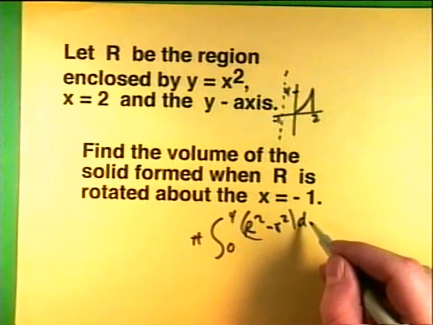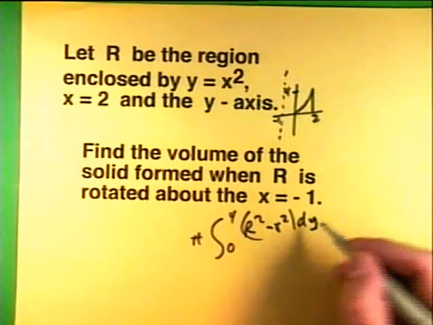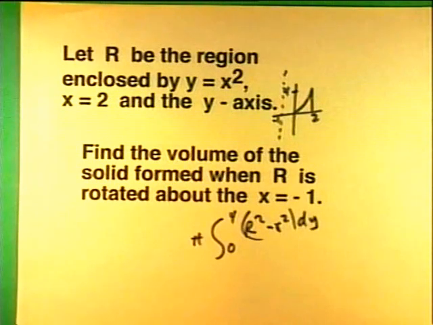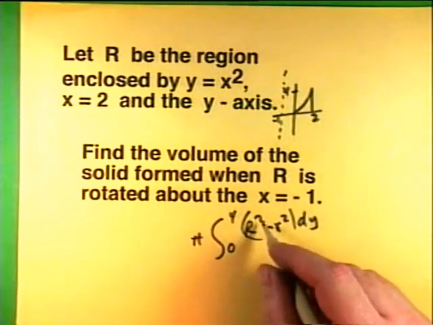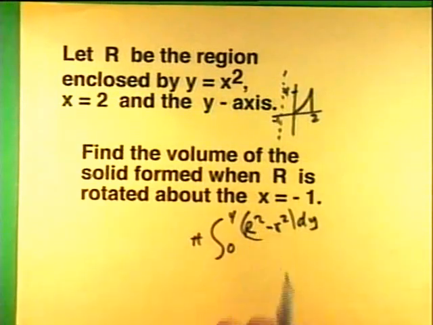Is it going to be dy or dx? dy. Okay. And what are we going to do from there? Do that. So, find y in terms of x, or x in terms of y, whatever. Okay. So what? Square root of y equals x. Let's do that first.